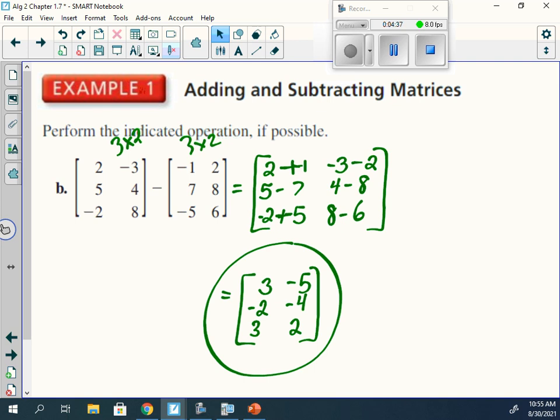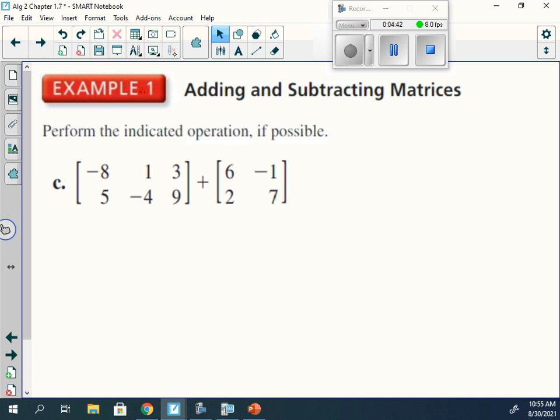Any questions on any of this here? Let's look at this one. So we can go on and add these two matrices together. We would have -8 plus 6, yes? And then what? 1 plus -1, and then 3 plus... Because 0 is an element. We've had 0 before, yes? So it can't be 0 because 0 is actually a spot.